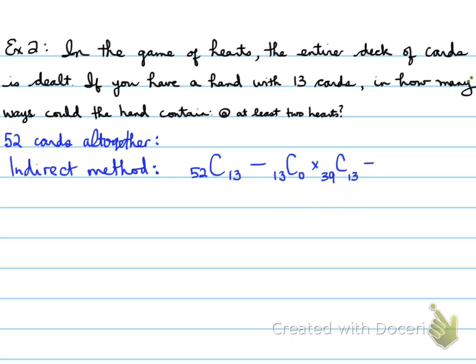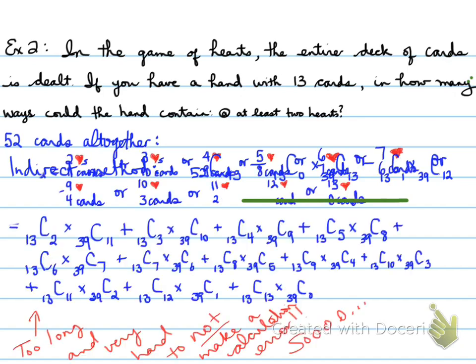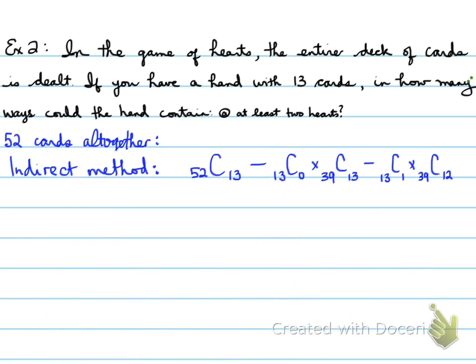Next, we subtract. So 0 hearts, and since it means at least 2 hearts, we also subtract the 1 heart possibility: 13 choose 1 times 39 choose 12. Okay, folks? So this is a much faster way to get the answer that we're looking for. And that's exactly what I need you to do, is to take out that answer. And we get the answer when we plug this in, and I guarantee you would get the same answer.